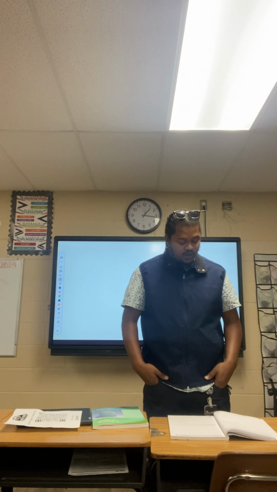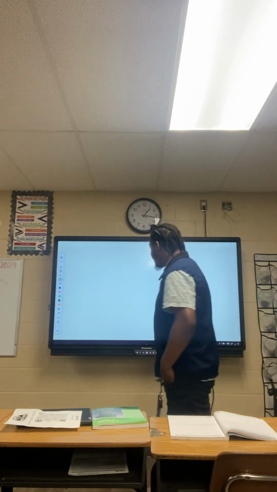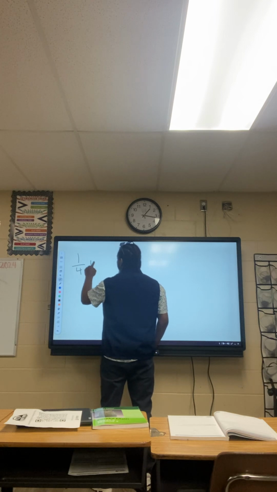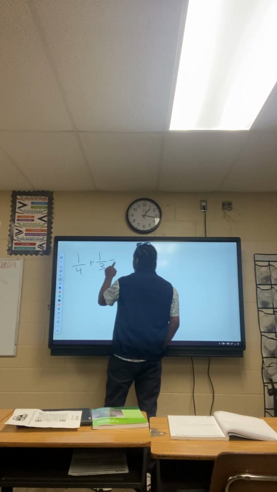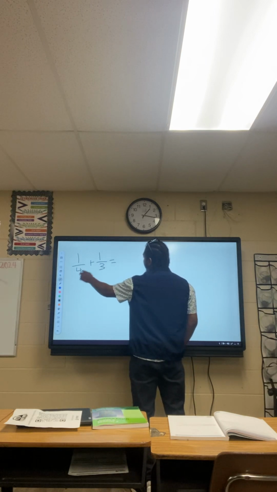So it says to draw a rectangular fraction model to find the sum and then simplify your answer if possible. All right, so I'm gonna go over one of these and then there's some story problems. I'll do one of the story problems. So the first says 1/4 plus 1/3, okay? So we cannot add these because they do not have the same denominator.